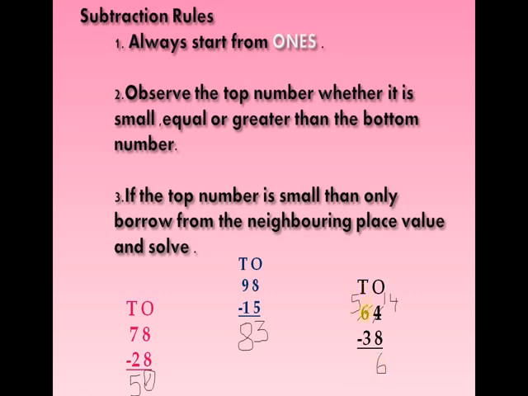And in tens place, this number is also bigger. So 5 minus 3 is 2. So we write here 2. 26. So whenever the top number is smaller, then only borrow from the neighboring place value. We have borrowed 10 from here and then we have solved the sum. Let's see the next.